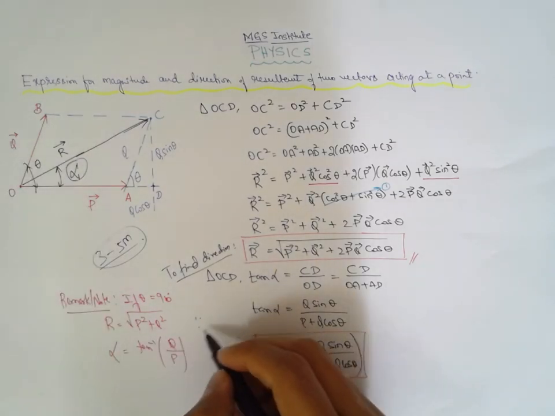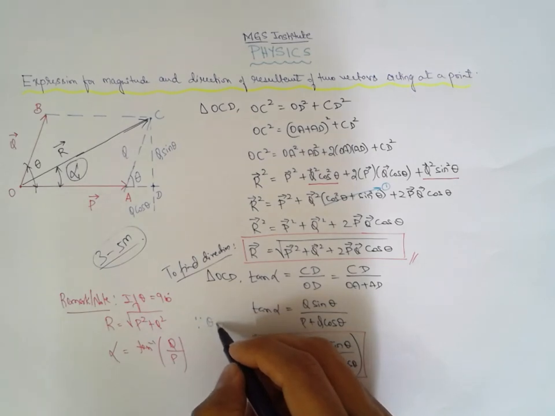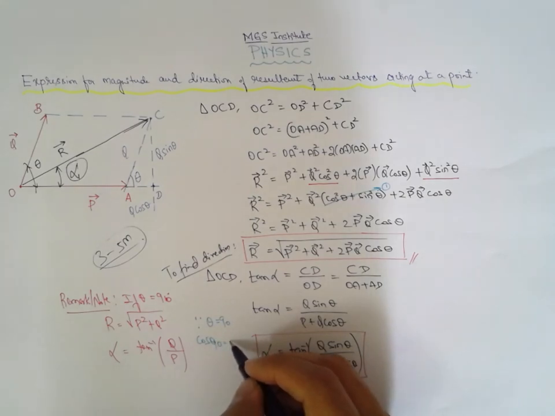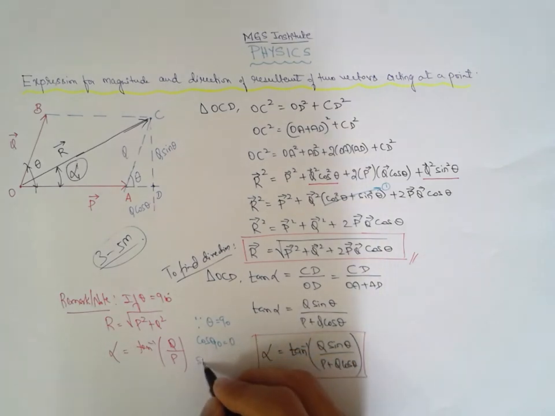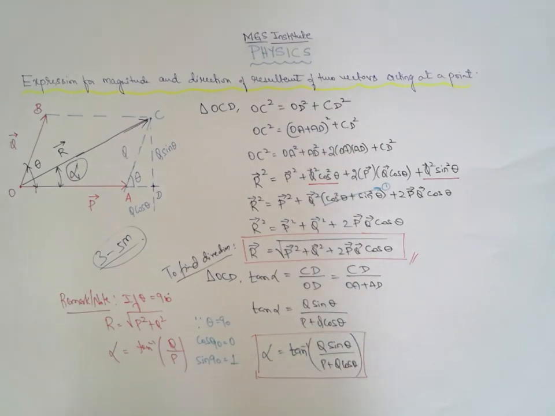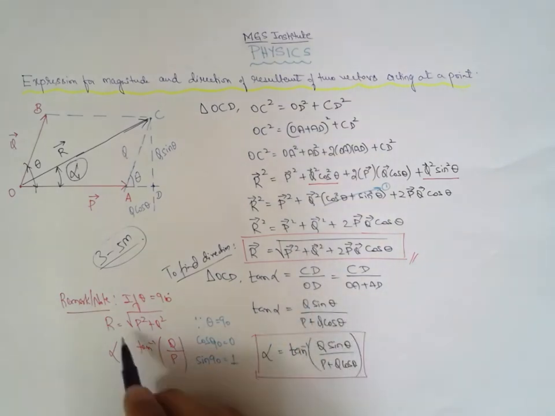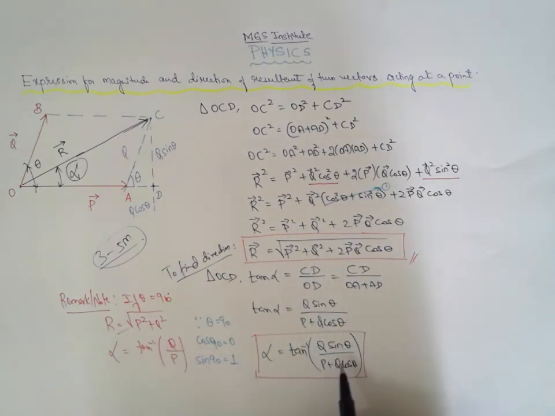Because theta is 90, hence cos theta is cos 90, and cos 90 comes down to be 0. And sin 90 comes down to be 1. So when I substitute cos theta as 0 here, it becomes square root of P square plus Q square, which is here. And when I substitute sin theta to be 1, it becomes Q, and P plus 0 becomes P, right?